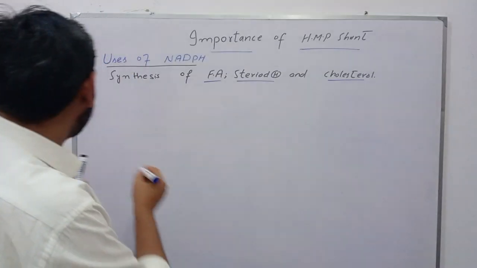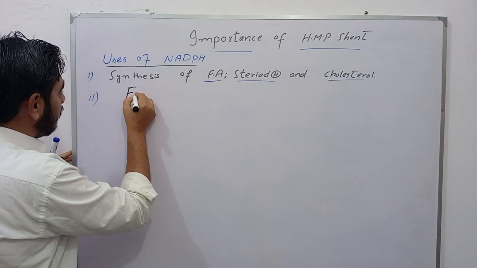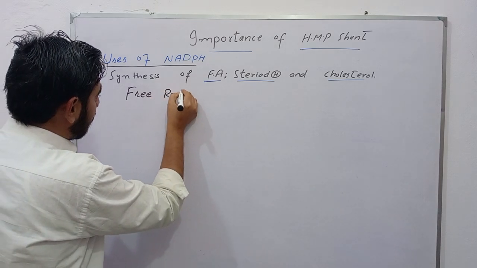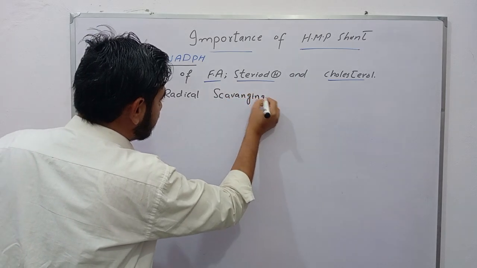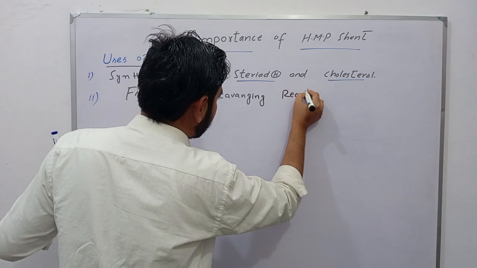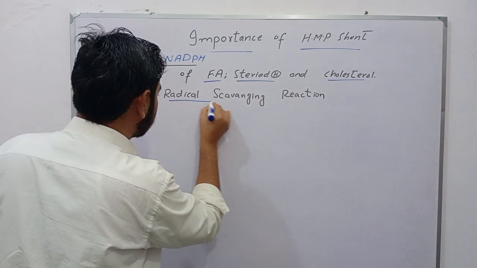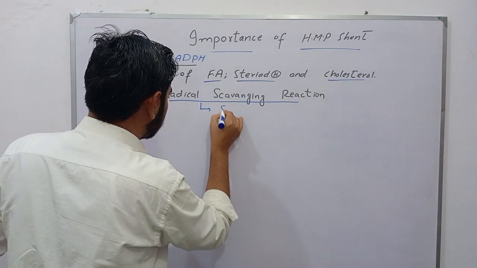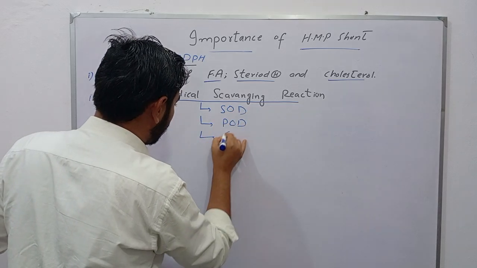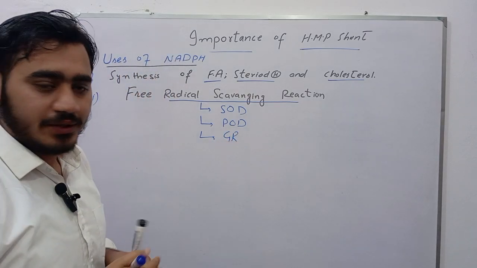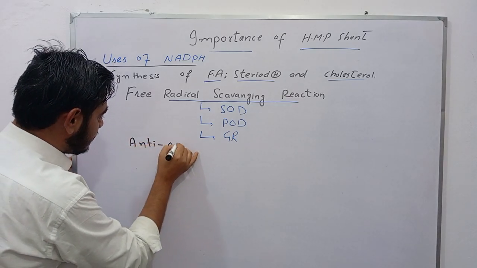The second use of NADPH is that it is very important in the free radical scavenging reaction, and for this action it requires superoxide dismutase, peroxidase and glutathione reductase. It also acts as an antioxidant.